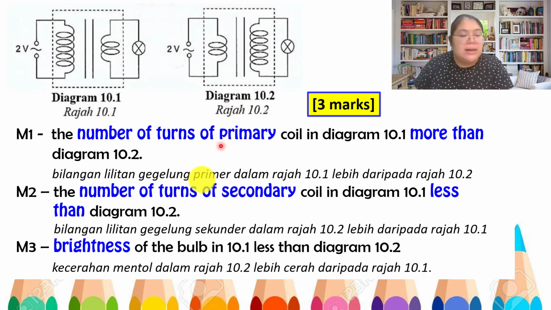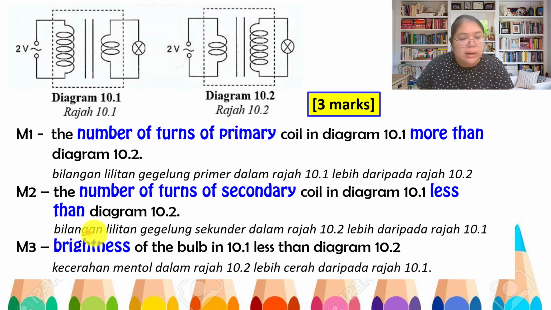Okay, so the last one they ask about the brightness. If I say 10.1, then I continue with 10.1. Brightness of the bulb in diagram 10.1 is less than 10.2. Okay, so from here, for the Malay version, I never changed it, so you just follow the English.